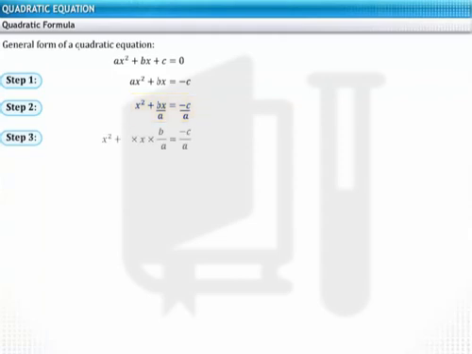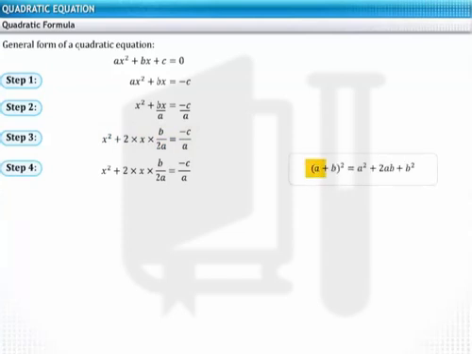Step 3. Multiply and divide the last term by 2 to get the equation in terms of 2ab. The result is x squared plus product of 2x and b divided by 2a is equal to minus c divided by a. Step 4. You need to convert the equation into the form of the identity a plus b whole squared is equal to a squared plus 2ab plus b squared.